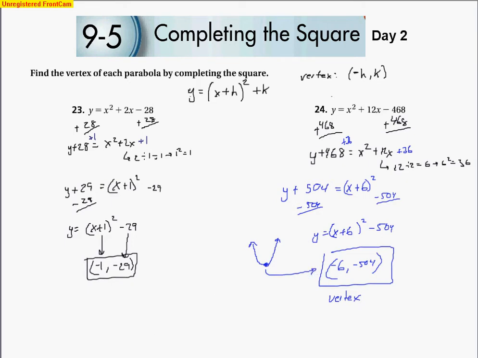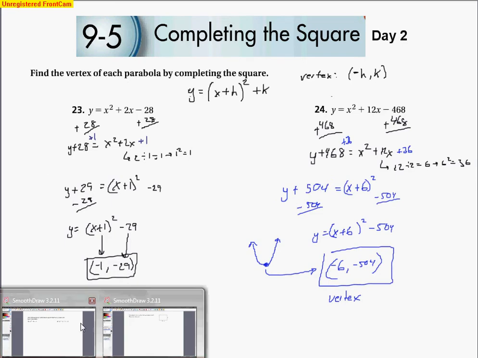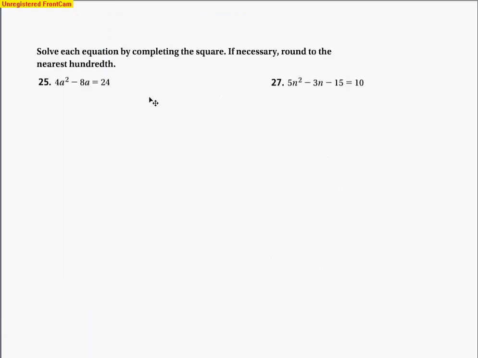Let's take a look at some other problems. The next set of directions is going to ask us to solve. What's difficult about these problems is that we have a term out in front of the x squared value. In this case it says a squared here, but remember our general form is ax squared plus bx plus c.